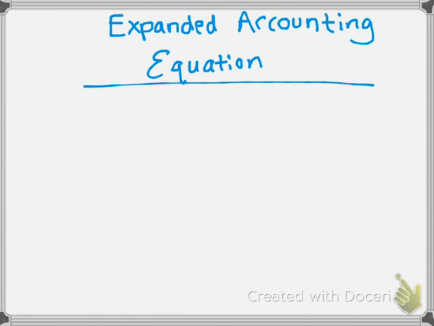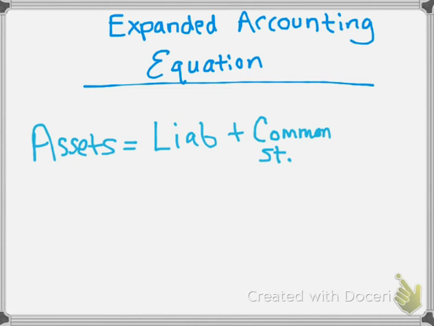Finally, let's take a look at the expanded accounting equation. Now we can say assets are equal to liabilities plus common stock. Remember, that is the contributed capital portion of equity, plus revenues minus expenses minus dividends. In the next section, when we go ahead and learn about transaction analysis, we're going to use this expanded accounting equation to see how transactions affect the accounting equation.